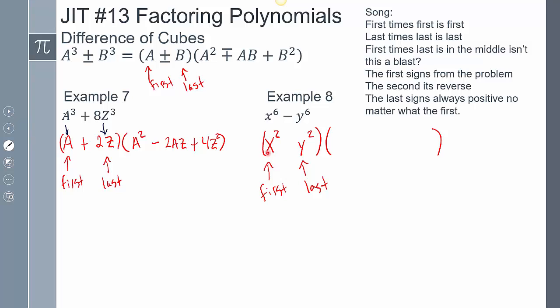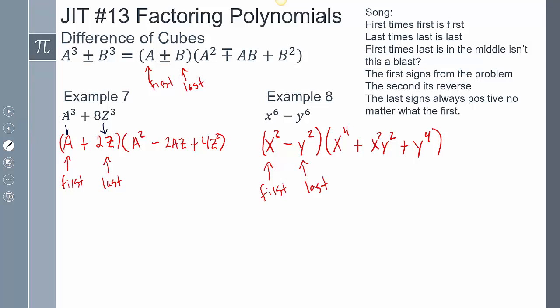First times first is first, last times last is last, first times last is in the middle, isn't this a blast? The first sign's from the problem, the second's its reversed, the last sign's always positive no matter what the first. And it's been factored.